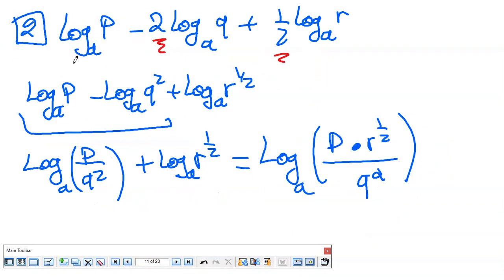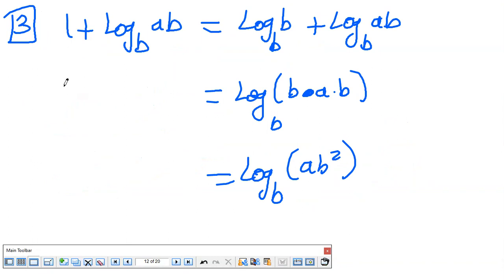Another example again: log base a of p minus 2 log a of q plus half log a. My problem is here first. So those coefficients cannot stay here, so they are going to become exponents. And then I use the property that minus becomes division, and then the plus becomes a multiplication. So it's this times this one, and I'm going to have the answer.